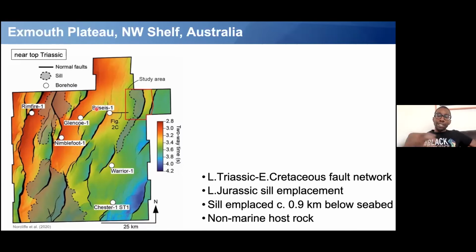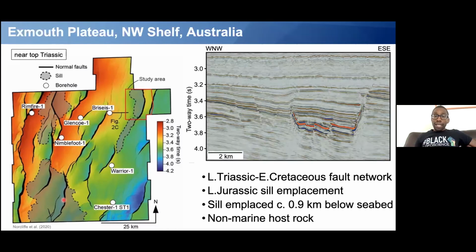And we can see a rift-related normal fault network in here, and then associated with that in gray, we're highlighting a number of sills, which I'm going to show you in a moment. There's a number of sills which are emplaced into basically a non-marine host rock about a kilometer beneath the paleo seabed. This is what we see here.